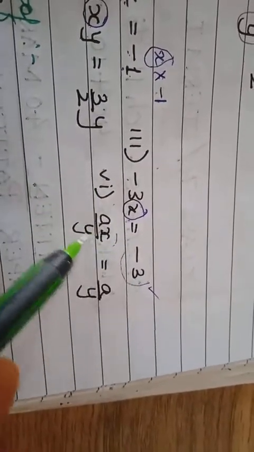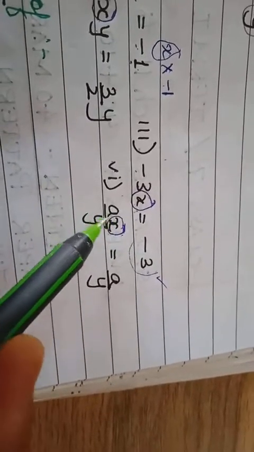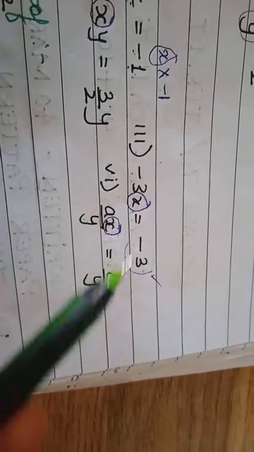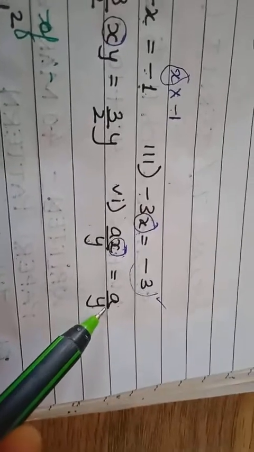Sixth one, ax upon y. Since I have to find the coefficient of x, a upon y is the coefficient of x. What is the coefficient? Which is with x, right? So, other than x, whatever is left, that you will write here, including the minus sign.